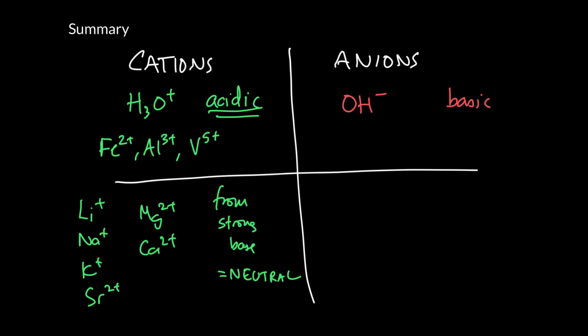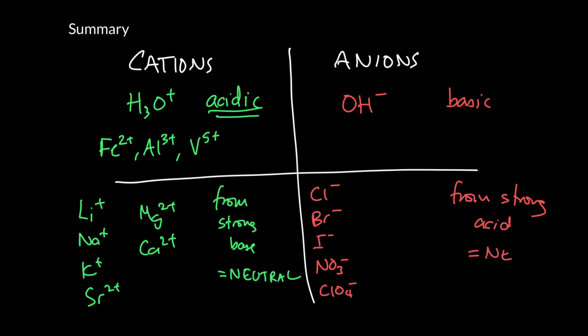And on the anion side, if they come from a strong monoprotic acid, something like hydrochloric acid has the chloride ion that's neutral, and hydrobromic acid, or hydroiodic acid, or nitric acid, or perchloric acid. So all of these are from strong acids, and they are going to be completely neutral. And the reason for that is that the strong acid, once it breaks down, it never reforms. So these ions can't act like bases and reform. But otherwise, all your other anions are probably going to be basic.